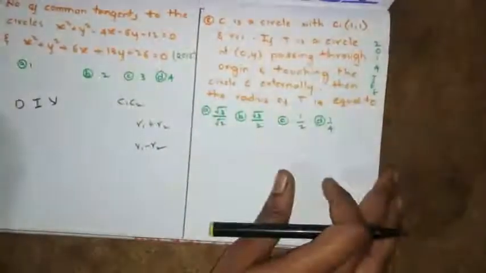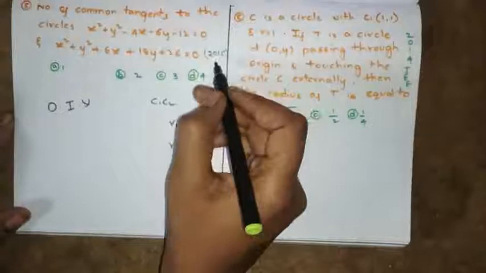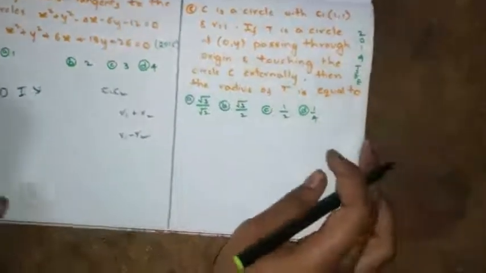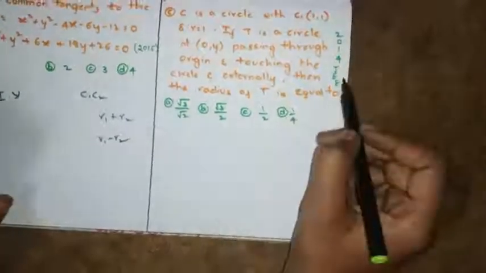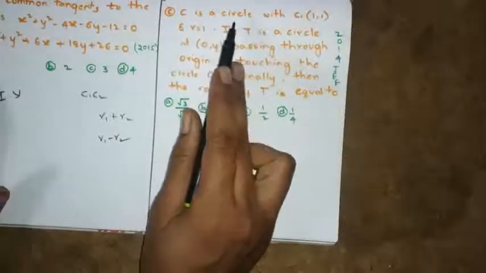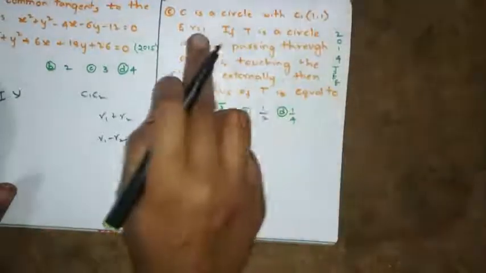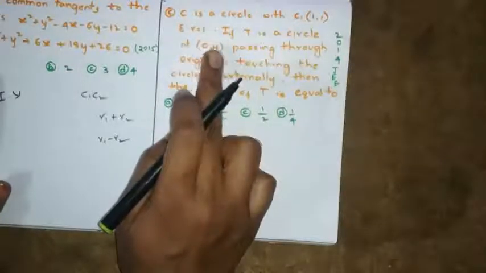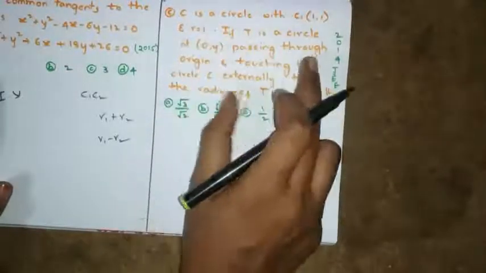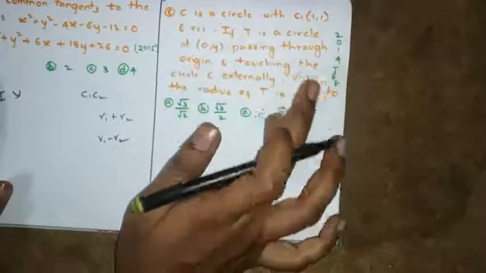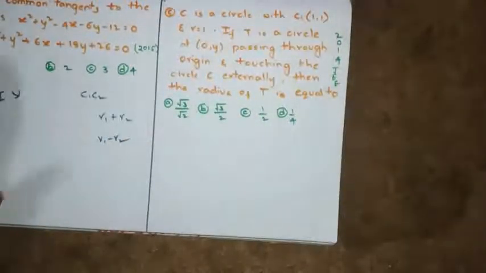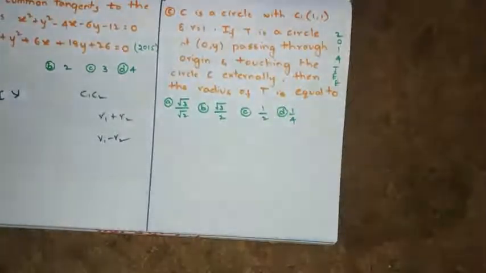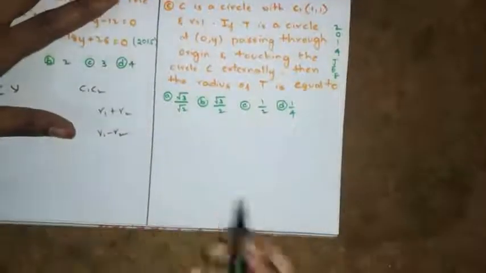Move to the sixth question. This is a 2015 IIT question. Sixth question is a JEE question from 2014. C is a circle with center C1 and radius R1. T is a circle with center at 0, y, passing through the origin and touching the circle C externally. Try to draw the diagram.